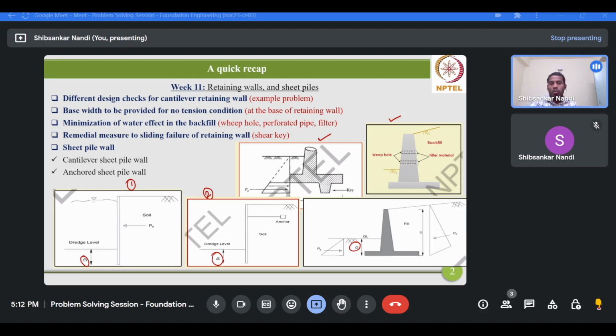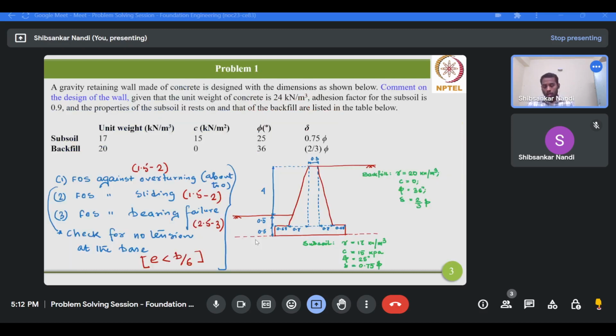Okay, so now we'll try to solve this problem 1. In this problem, a gravity retaining wall made of concrete is designed with the dimensions as shown below.